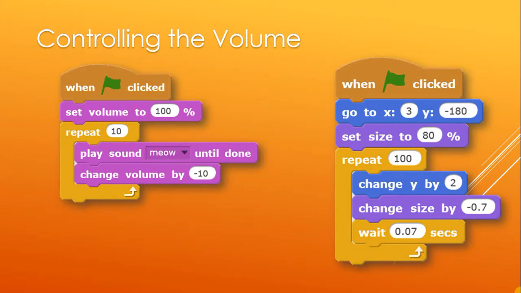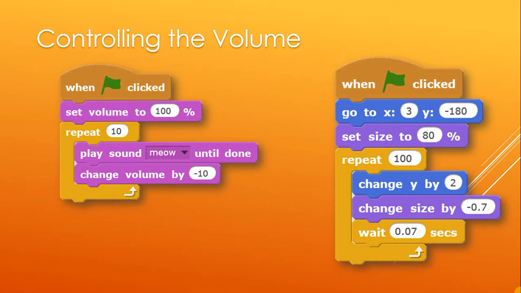here are the two code blocks we're going to be using. The one on the left, as you can see, controls the sound. So we're going to set the volume to 100% or the full sound of the audio file. We're going to then have a repeat 10, and the cat's going to meow 10 times as it disappears in the distance. And each time we're going to drop the volume by 10, or effectively 10%. So obviously 10 times 10 is 100. So it's going to basically be silent by the time she or he, depending on what your animal's gender is, disappears off into the distance.